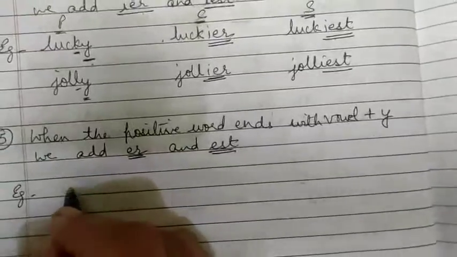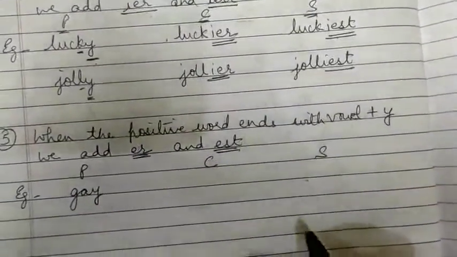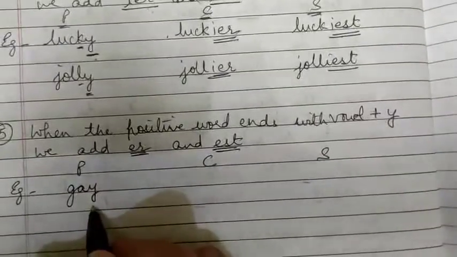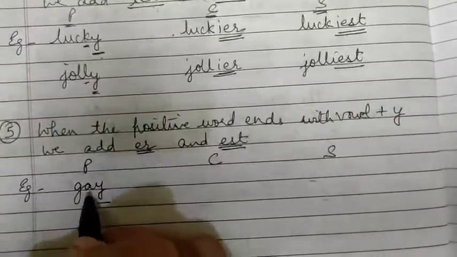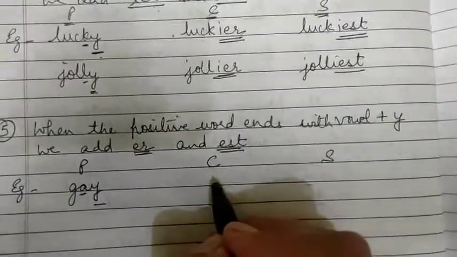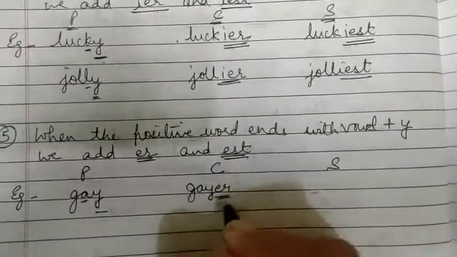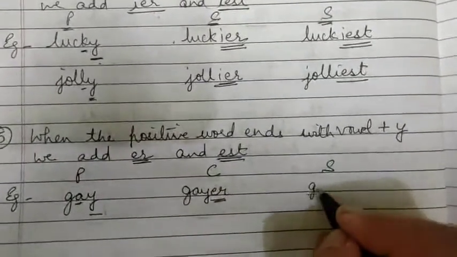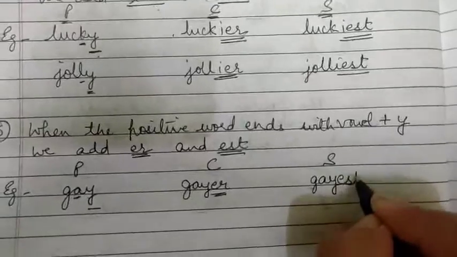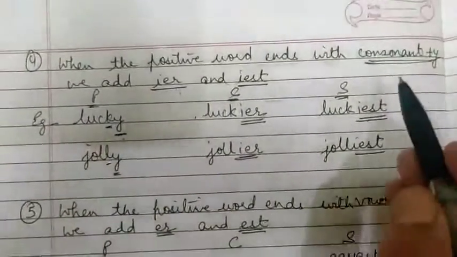For example, gay. This is the positive, this is the comparative, and this is the superlative degree. The word is ending with y, but before y there is a vowel a. So when we change it into the comparative degree, we will write G-A-Y-E-R. E-R will be added. And in the superlative degree, G-A-Y-E-S-T. E-S-T will be added in the superlative degree.